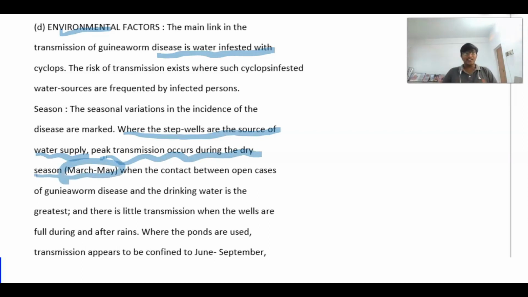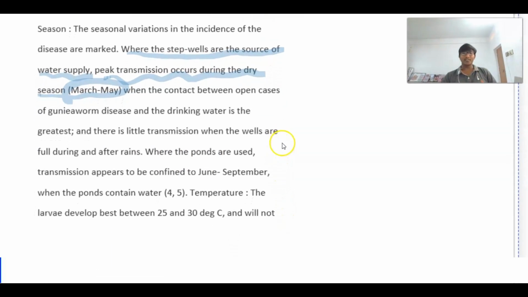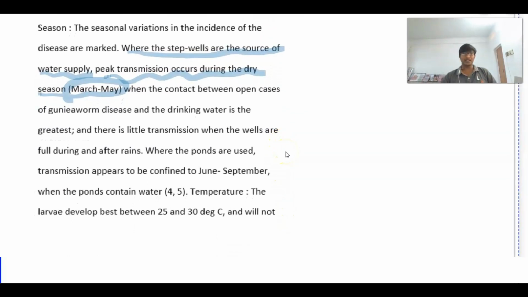So if you take it seasonal wise, mainly they are occurring in the dry season, that is during the March and May season, when the contact between open cases of guinea worm disease and the drinking water is the greatest, and there is little transmission when the wells are full during and after rain. So whenever a person is drinking water from the wells and rivers and other sources, if the water is contaminated with these infected cyclops, and the infected cyclops are consumed by the healthy person, then the infection will start to appear in the person's body.